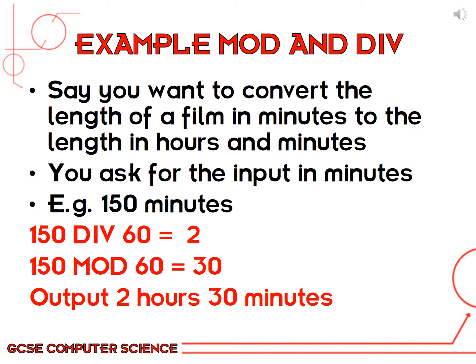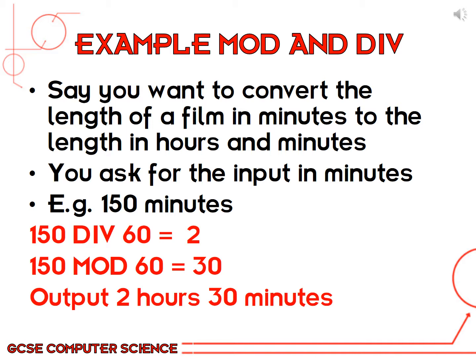So if we had a little program that converts it for us, you can basically ask them to input the amount of minutes that the film's going to be on for. For this example, I'm going to put 150 in. So 150 minutes, we know that there's 60 minutes in an hour. So if we do 150 div 60, you can put 60 into 150 how many times? 60 is once, 120 is twice, 180 is 3 times. So we know that 3 times is too much. Twice is the closest we can get as a whole division. So the output of 150 div 60 is 2.